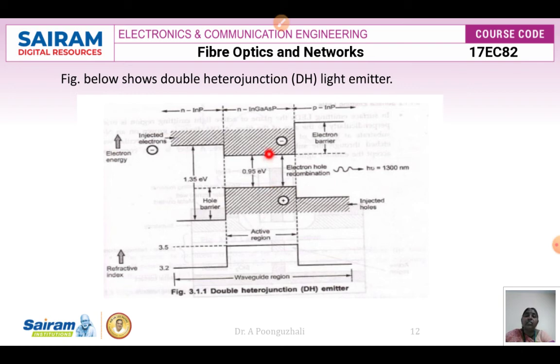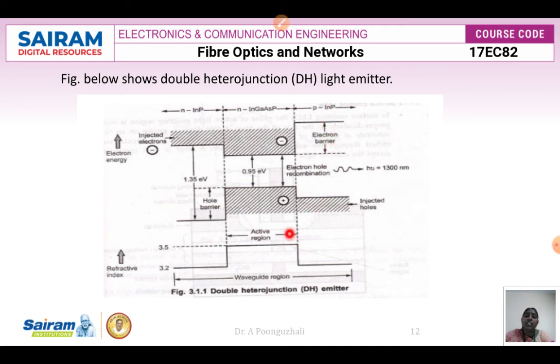When an electron hole recombination takes place, light is going to be emitted, and that light is called the photon, which is going to have a wavelength of 1300 nanometers there. On the other side, you are going to have your P-type indium phosphide material, which is going to have the carrier barrier present here. So this is your electron barrier, and this is going to be the injected holes that are going to be present there. This is your valence band, and this is going to be your conduction band. So we are going to have different energy levels.